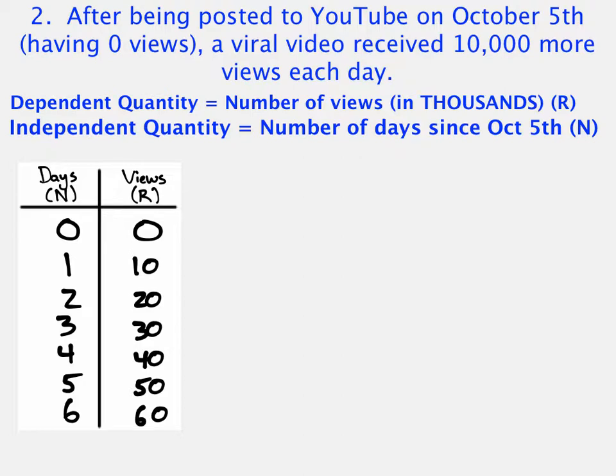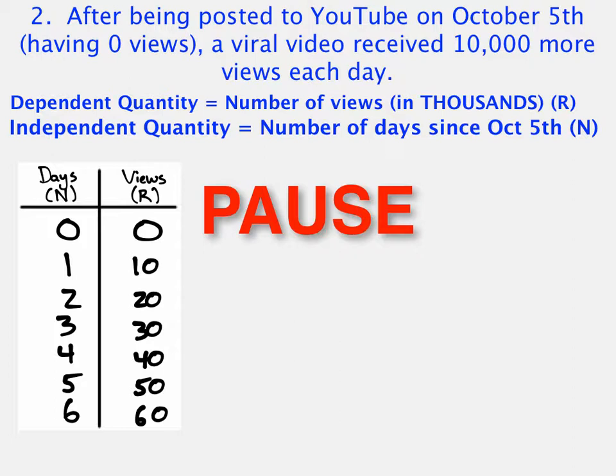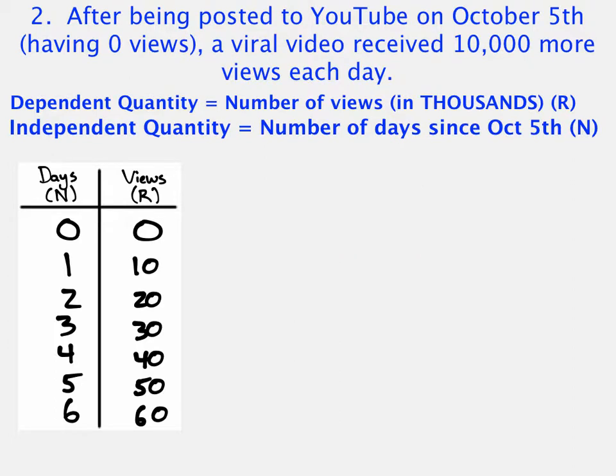Okay, now that we've got a table of values, let's go ahead and try to make an equation. Why don't you pause the video and try to make the equation. Okay, note that with our new definition and our new table of values, our equation becomes r equals 10 times n, or even better, r equals 0 plus 10 times n.